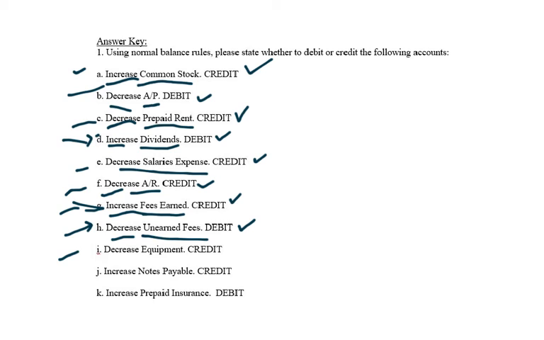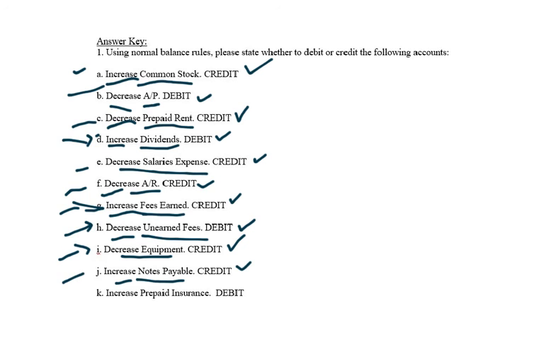Right, for I, we're decreasing equipment. So again, equipment is an example of property, plant, and equipment, a fixed asset. Fixed assets' normal balance is a debit. So for decreasing equipment, you'd be crediting it, and that would be indicative of, like, selling it off. Increasing notes payable. Again, if you see the word payable, your brain should go, payable equals liability. Normal balance is a credit. So for increasing it, it would be the same treatment, credit.